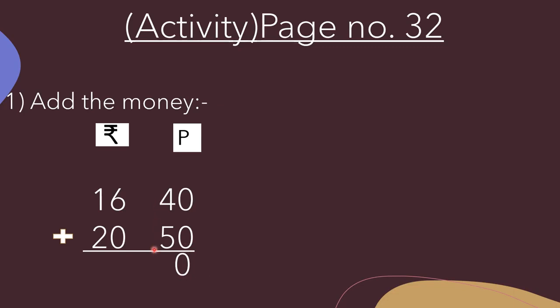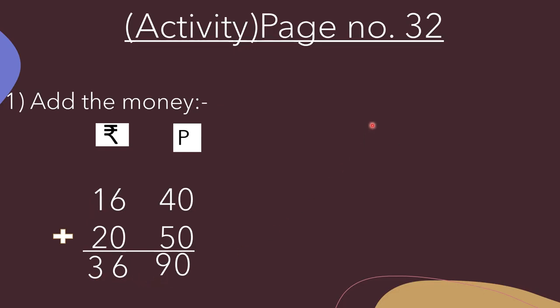Now we have to speak forward counting. 5, 6, 7, 8, 9. So here we will write 9. Now 6 plus 0, that is equal to 6. So here we will write 6. 1 plus 2, that is equal to 3. So what is the answer? That is 36 rupees 90 paise.